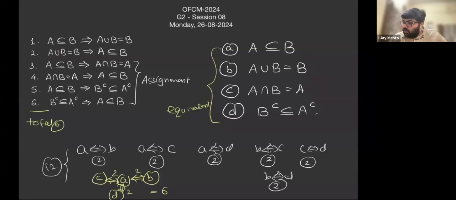And one suggestion was this, that even these 6 are also sufficient. A implies B and B implies A. So 2 here, A implies C and C implies A. So 2 here and 2 here, A and D. So these 6 are also fine.